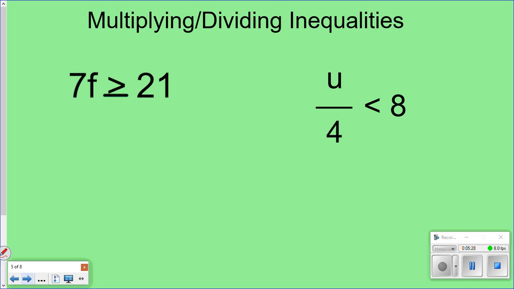So here are some examples of multiplying and dividing inequalities problems. It's the same thing as if you were going to solve an equation. So on this first one, it says 7 times f is greater than or equal to 21. So if I want to undo that multiplication, what am I going to do? I'm going to divide to get rid of it, just like what you did for your equations. F is greater than or equal to 3.